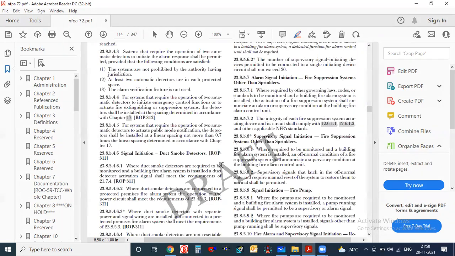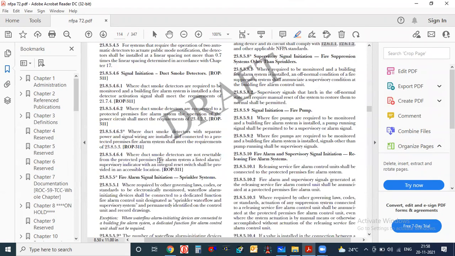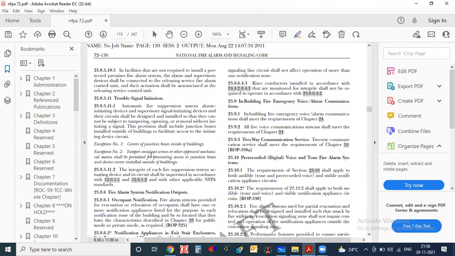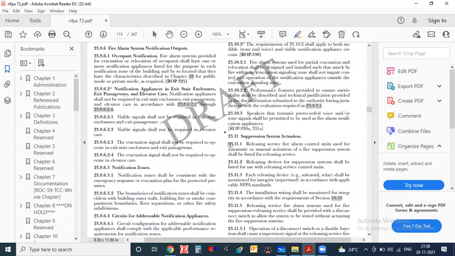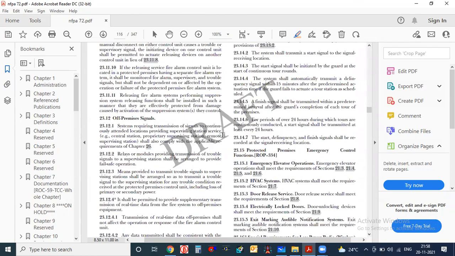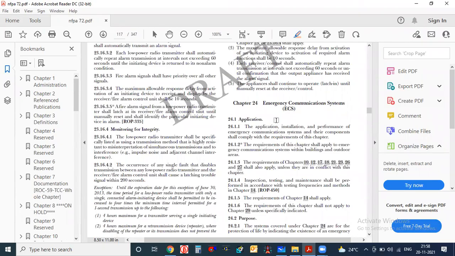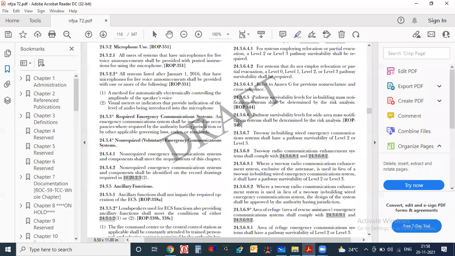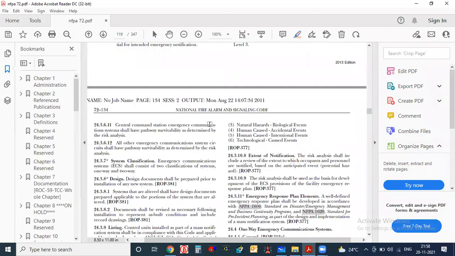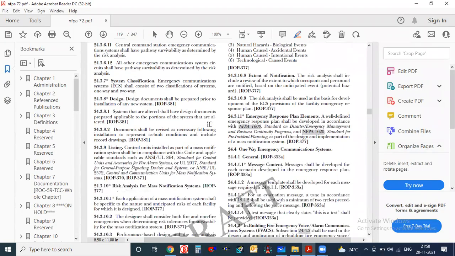Detection devices. Signal initiating. I think this chapter is also electronics related only, because whatever we can see here is electronics terms. Apart from that, emergency communication system. This is also an electronics chapter only. The only important chapter we have seen is the detectors one, where they describe the detectors.